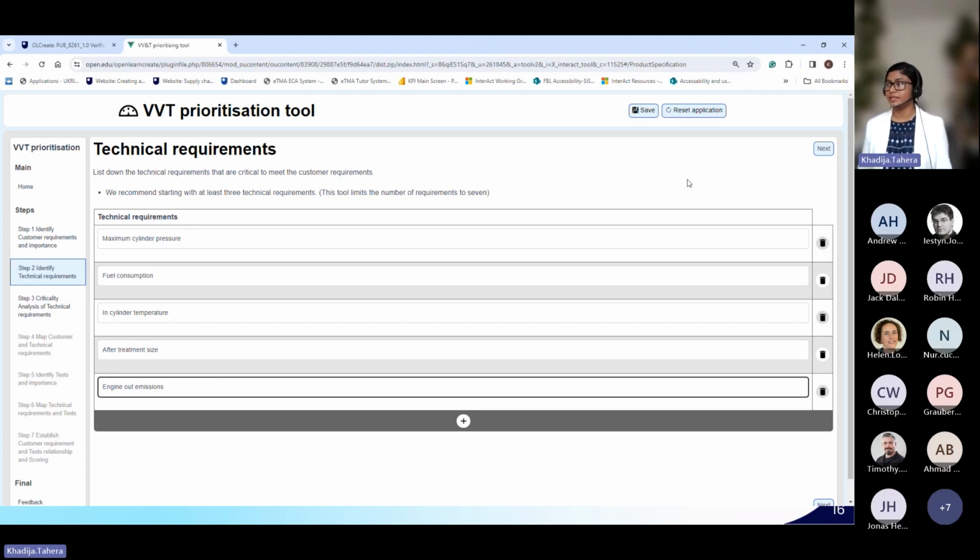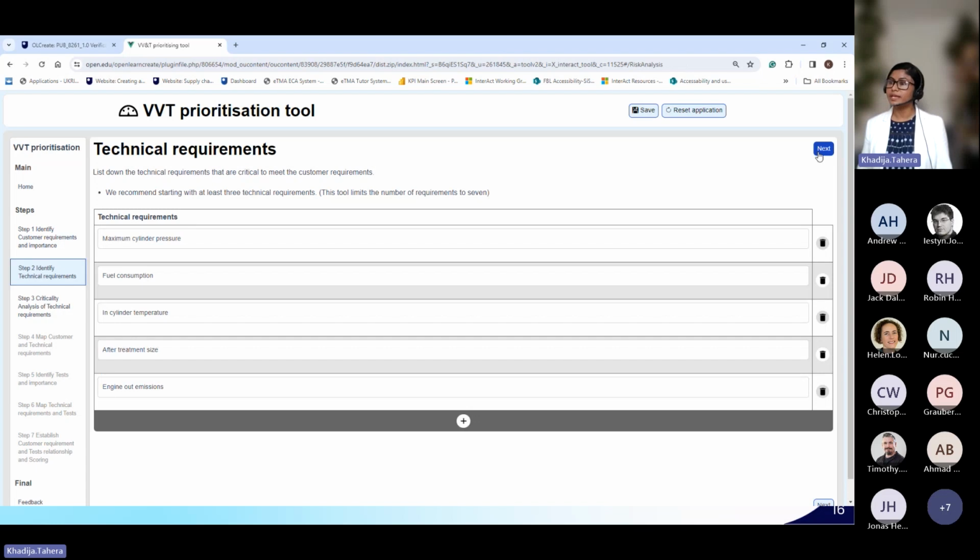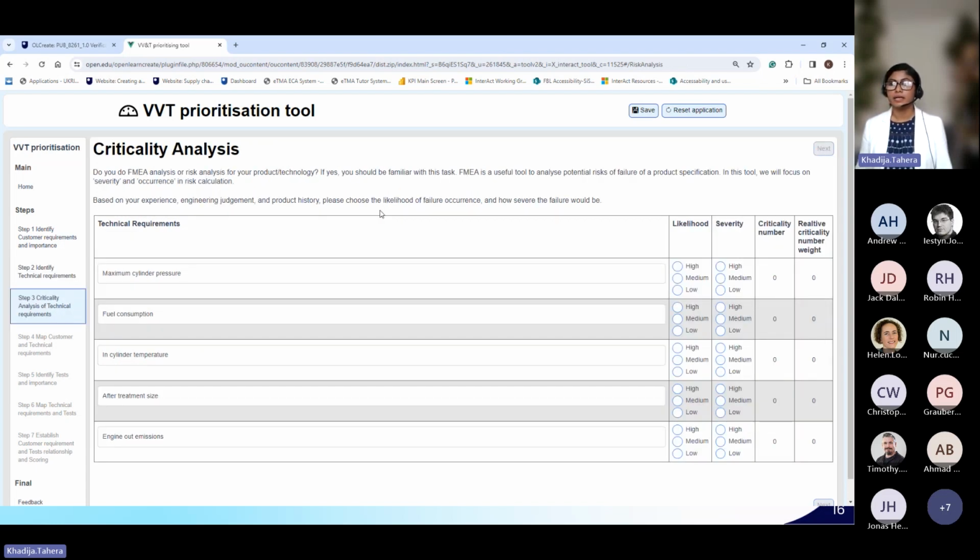So once you have identified that, then we're going to move to the next, where we are asking to do this sort of FME analysis. Again, there is a prompt that says if you do that FME analysis, then you will know what it means. But if you haven't done that before, if you're new to this field, not to worry. What we are asking to do is think that if this technical requirement fails in any mode, any way, you can think about many ways that a technical requirement fails.